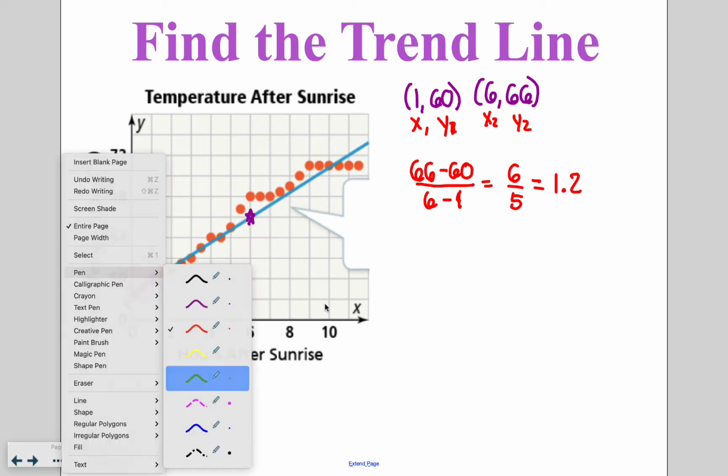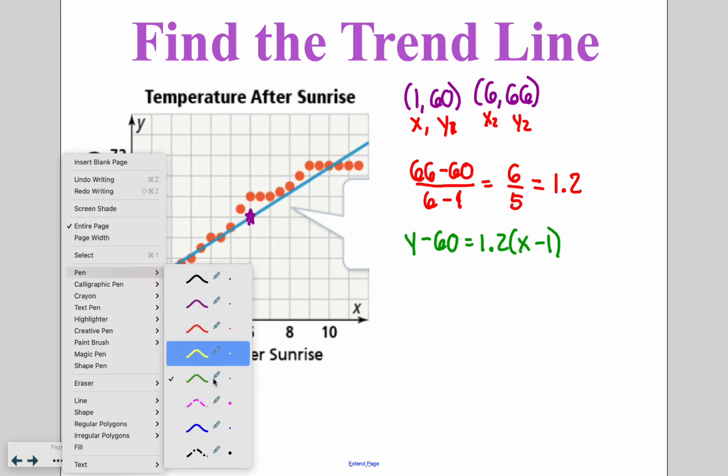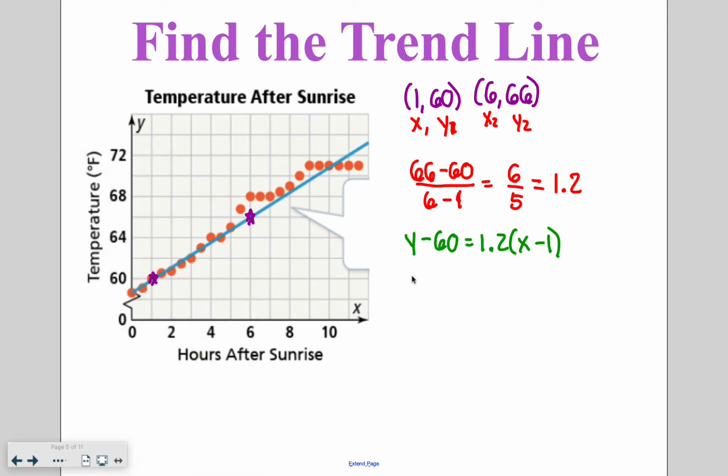Then I'm going to go ahead and plug it into point slope formula. So y minus 60 is equal to 1.2 times x minus 1. And then the point of these trend lines is that I want to be able to manipulate them quickly. So I'm actually going to convert my final answer into slope-intercept form. So first I distribute the 1.2 times x, 1.2 times 1. And then I add 60 on both sides of my equation.